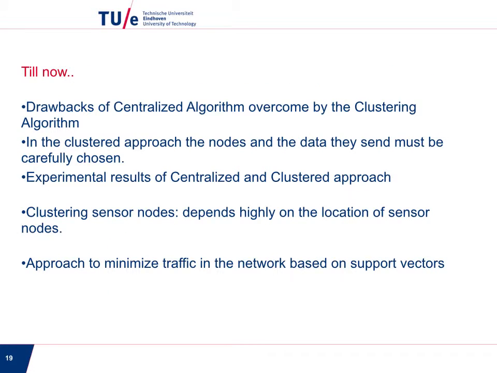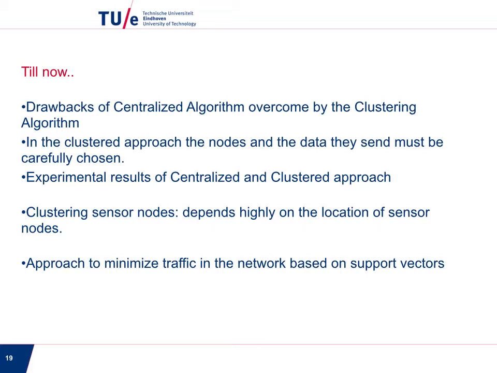So initially I talked about the centralized algorithm. Its drawbacks arise because of its inherent assumption that sensor nodes can communicate with the fusion center but not with each other. With the clustered algorithm, we overcame those drawbacks, and the experimental results confirmed that the clustered approach reduces traffic in the network to a large extent when compared to the centralized algorithm. So for the data set on which the experiment was performed, a 47.8% reduction in traffic was observed with only a slight decrease in performance.